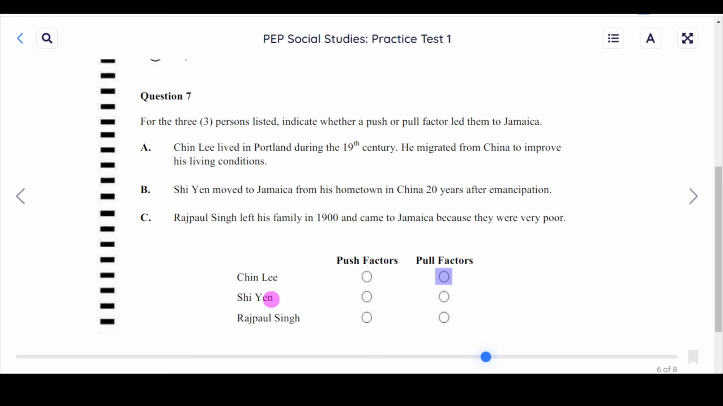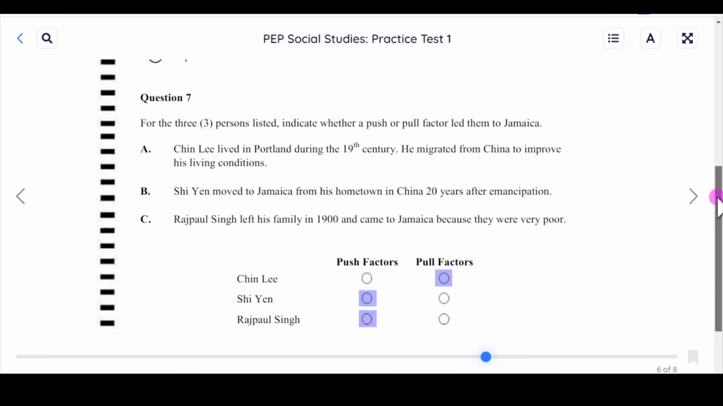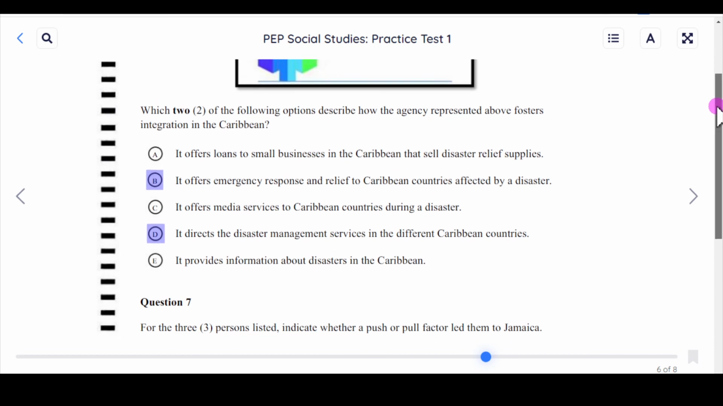All right. Let's go with Chai Yen. He moved to Jamaica from his hometown in China 20 years after emancipation. So he moved from there. So something would have been pushing him out of the country. Rajpal Singh, for C, left because he was very poor. Okay, so this again is a push factor. You know, he's poor, so he wants to go somewhere else. All right, so we have 1, 2, 3 there. Let me go back up and check these.